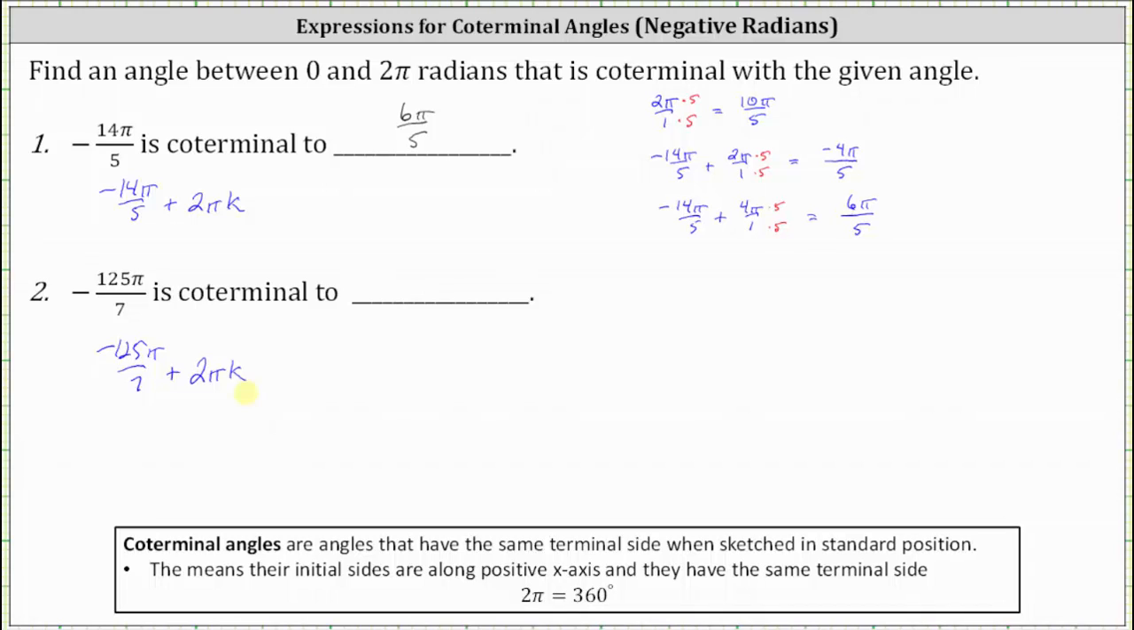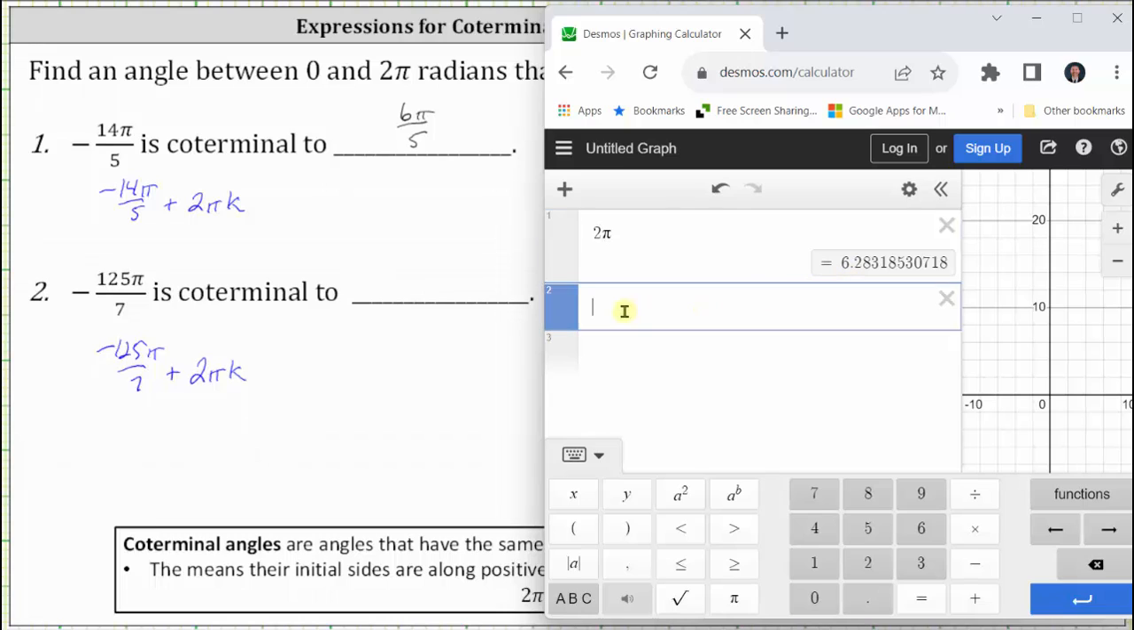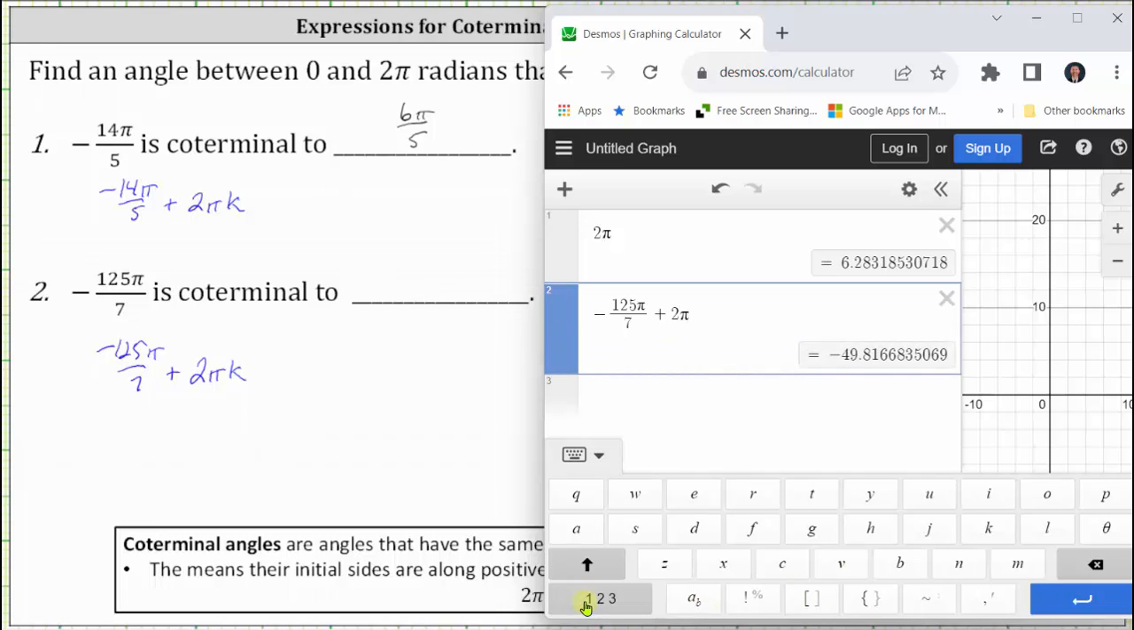0 and 2 pi radians, let's use Desmos.com. To set this up, recall that 2 pi is approximately 6.28 radians, and then in cell 2, we'll enter the expression negative 125 pi divided by 7, right arrow, plus 2 pi k. To enter k, press the ABC button, and then the variable k.